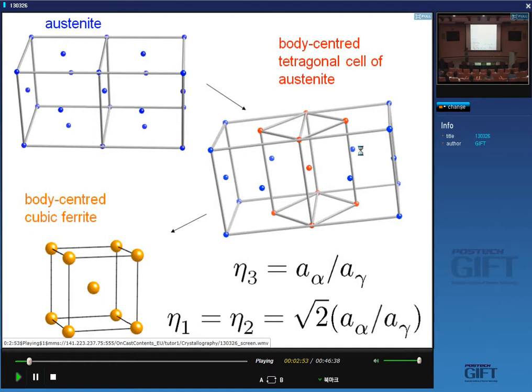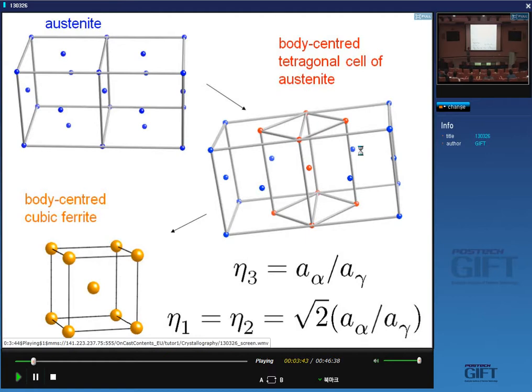Now in this orientation, we have a uniform expansion. The initial length over here is root 2 a gamma divided by 2, because this length here is root 2 into a gamma. So if I have root 2 into a gamma divided by 2, then it's a gamma upon root 2. And the final length here will be the lattice parameter of ferrite. So we have a alpha divided by a gamma over root 2. So this distortion along this direction or this direction involves an expansion, because root 2 a alpha is greater than a gamma. So these are called the principal distortions.